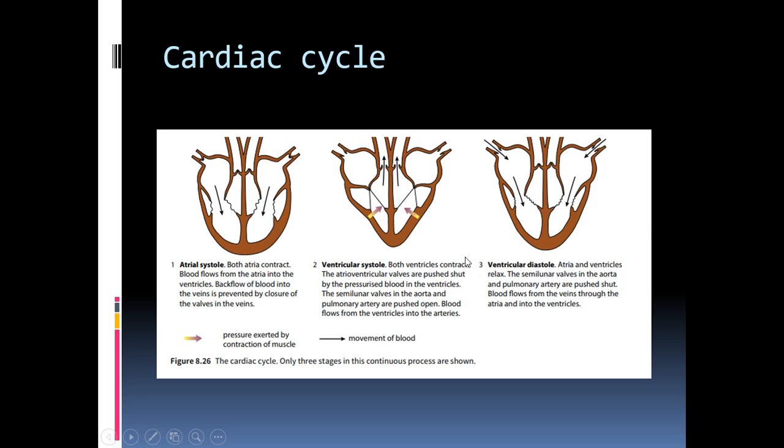And finally we have the last phase of the cardiac cycle, which is the ventricular diastole. Okay, and again, if you compare the volume of the atria and the ventricles, you will see that the size of the four chambers is much bigger compared to the second picture. Okay, and this shows that both walls, atria and ventricles, are in the relaxed phase.